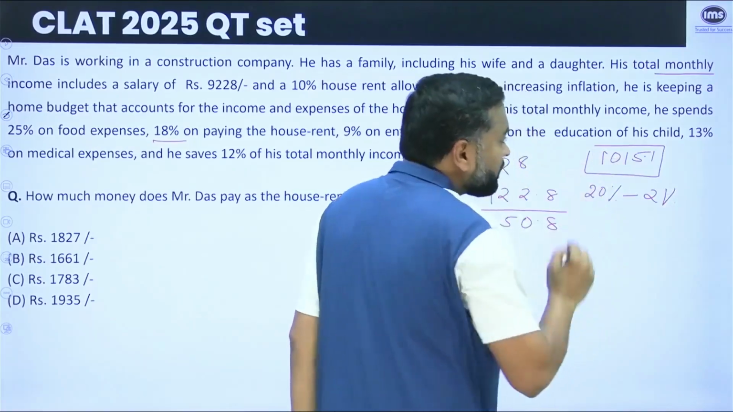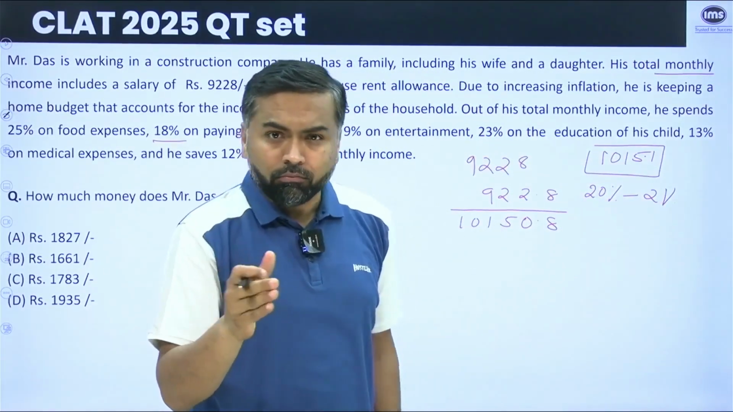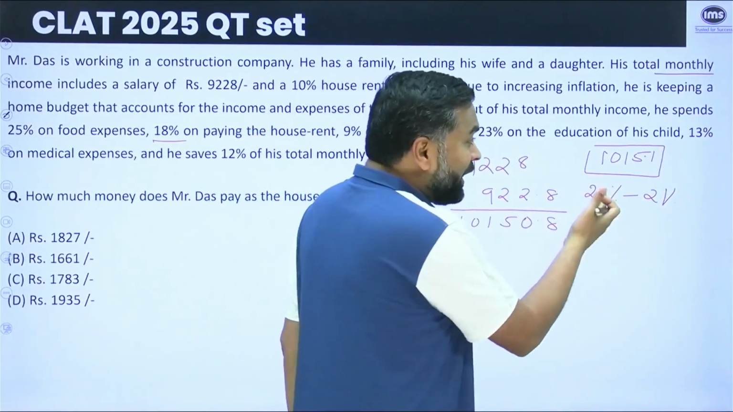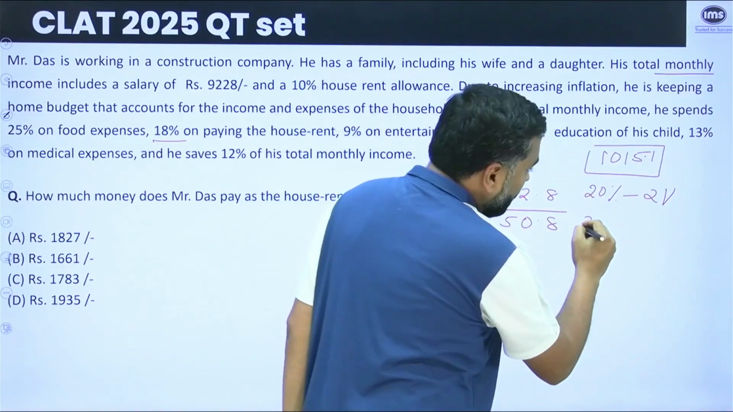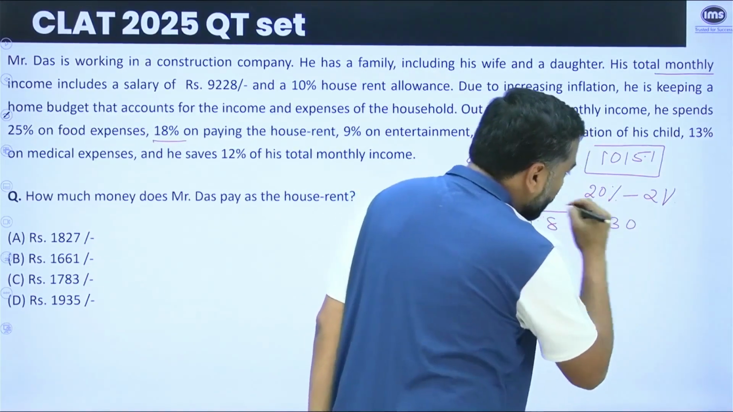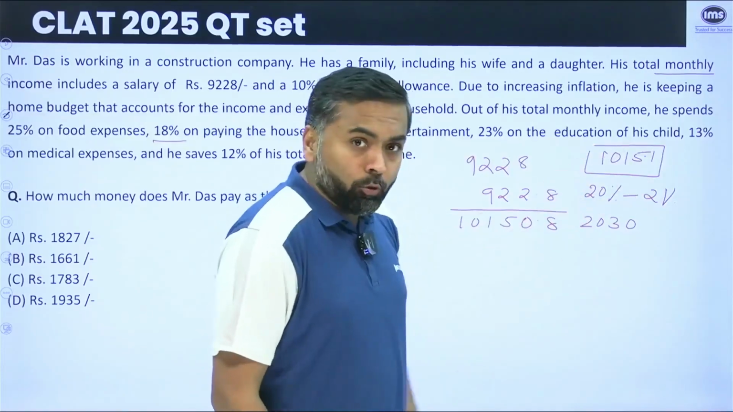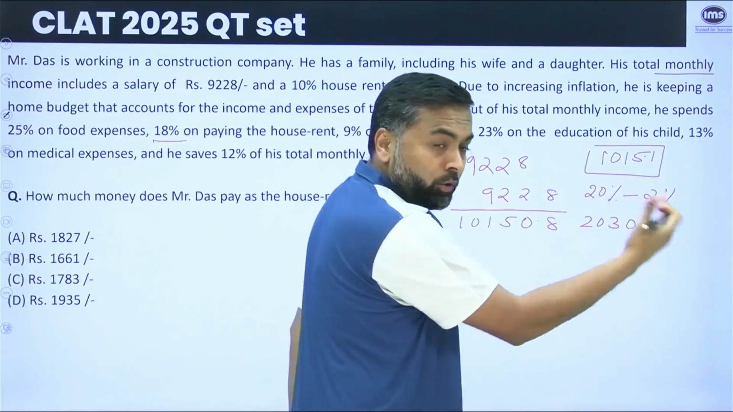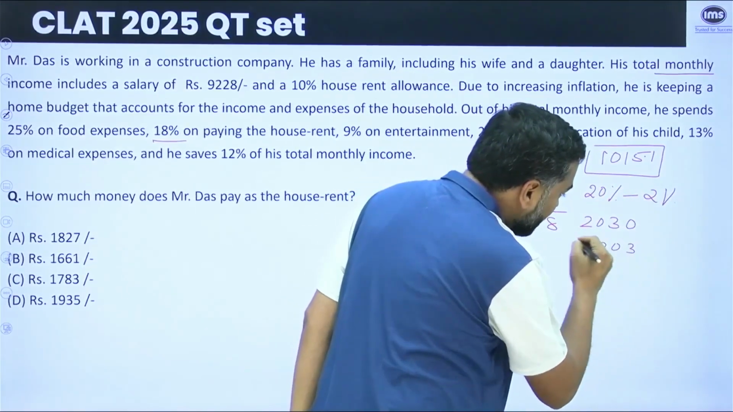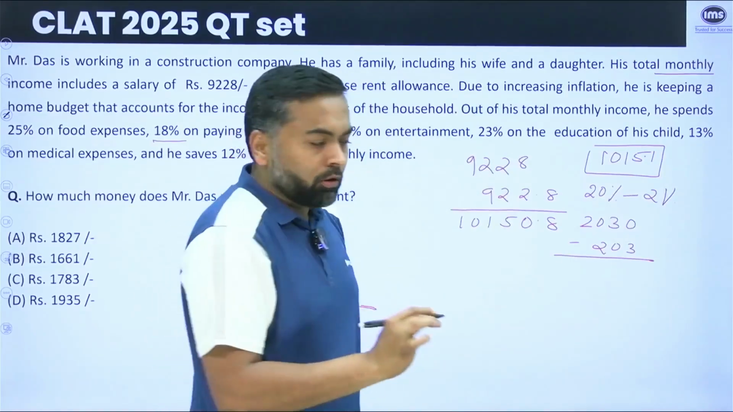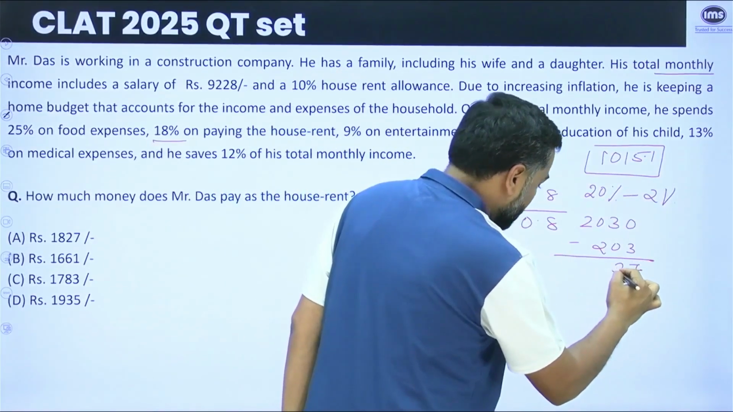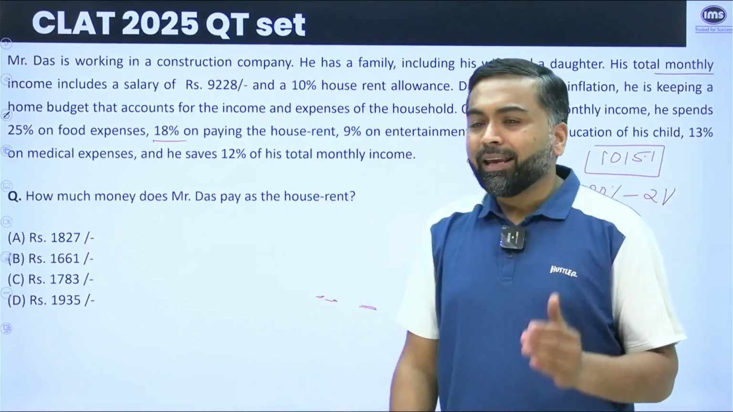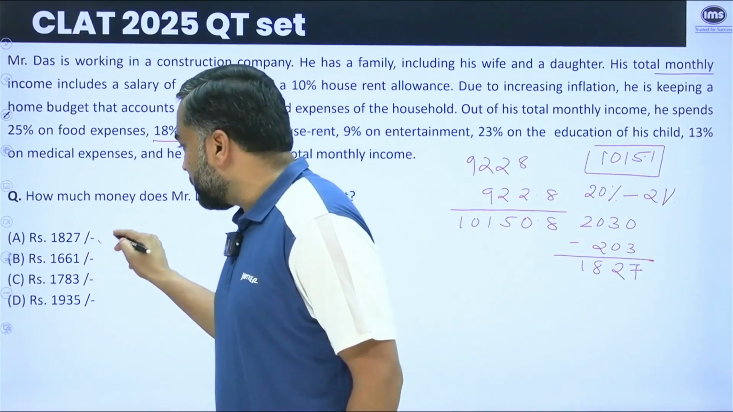So what is 20%? 10% will be this value, 1015, we'll say 1015.1, let's ignore that, 1015. So 20% will be double of this value, that will be 2030, correct? And what will be 2%? 2% will be 203, correct? This is 20%, so 2% should be 203. I simply need to subtract these two values. What will I get? I'll get this as 7, this is 2, and this is 18. So my answer is 1827, which is answer option A.